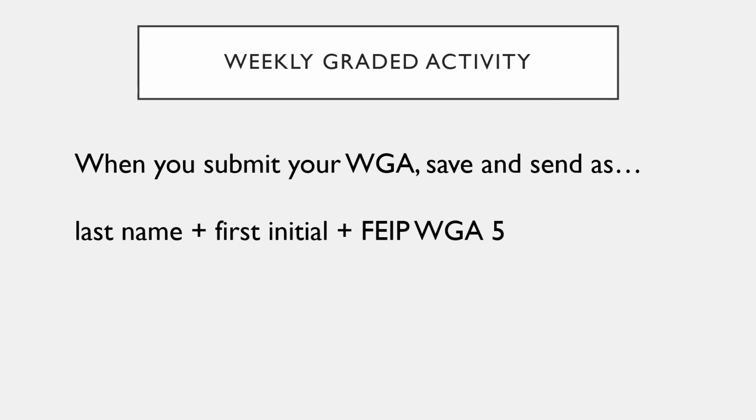All right. So, weekly graded activity: please make sure that when you submit your weekly graded activity, you save and send it either as a Word document or submit it as a PDF. You want to make sure that it's your last name, followed by your first initial, followed by FEIP, followed by WGA 5. Then I know exactly which one it is, and I can grade it and submit it back to you. All right, if you have any questions, let me know.